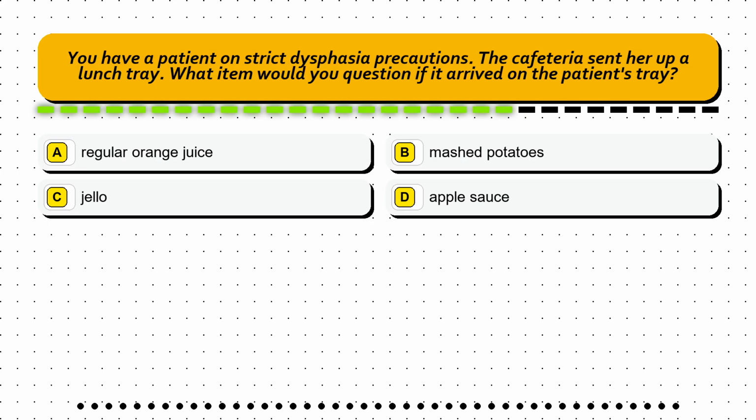Question 7. You have a patient on strict dysphagia precautions. The cafeteria sent her up a lunch tray. What item would you question if it arrived on the patient's tray? Option A. Regular orange juice. Option B. Mashed potatoes. Option C. Jello. Option D. Apple sauce.